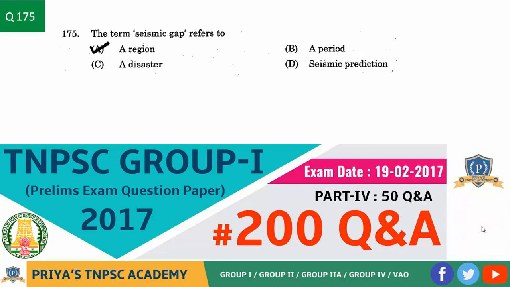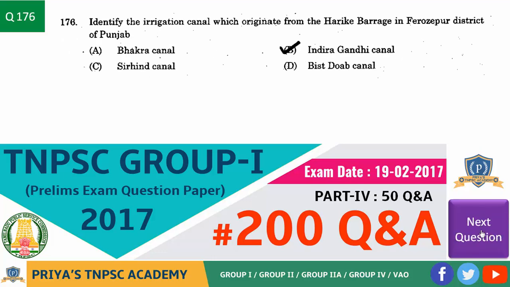Next question. The term seismic gap refers to. Answer is option A, a region. Next question. Identify the irrigation canals which originate from the Harike Barrage in Ferozepur district of Punjab? Answer is option B, Indira Gandhi Canal.